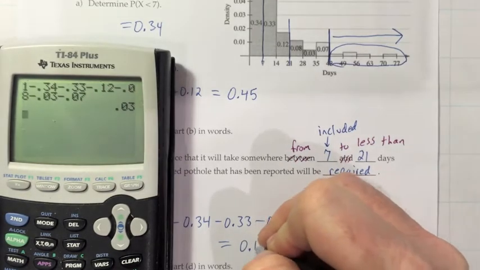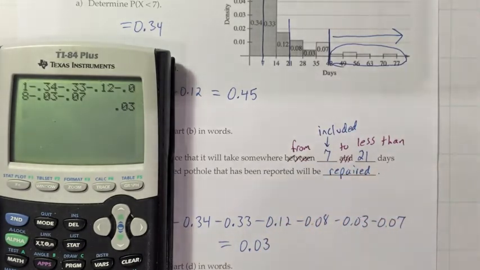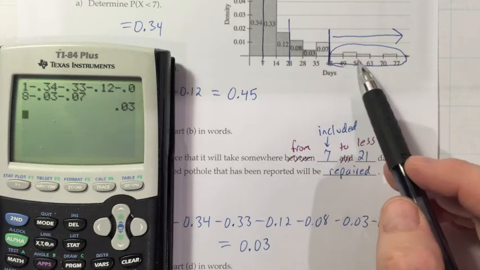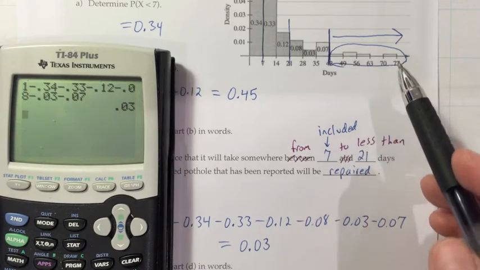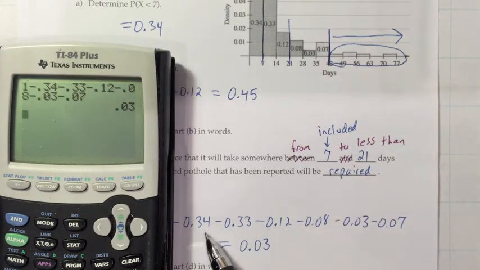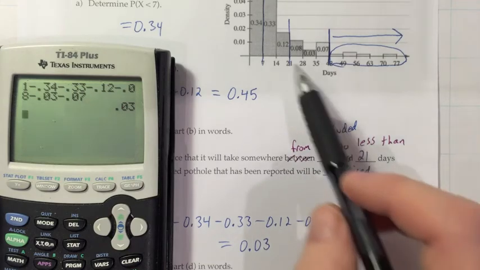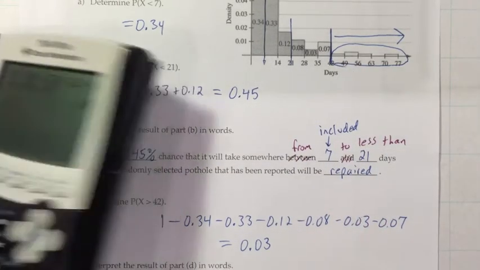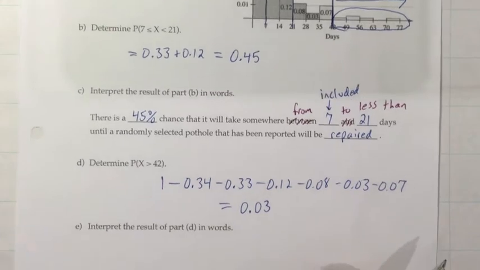And we get 0.03. I would just think about it real quick to see if that makes sense. That's a pretty low probability, but those are all very short bars, so that could be a reasonable answer to that, I think. So 1 minus 0.34, 0.33, and 0.12, and 0.08, and 0.03, and 0.07. Just double checking those all real quick against the bars. Looks like we did that right. And interpret that result in words.